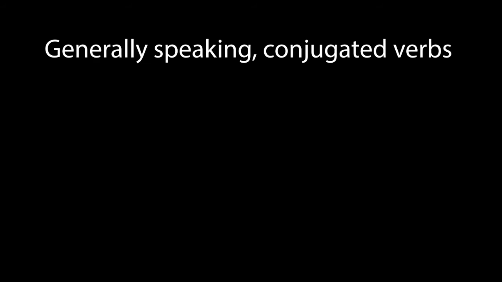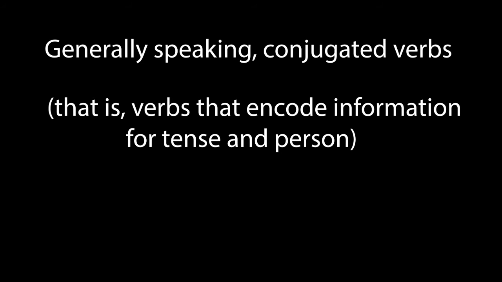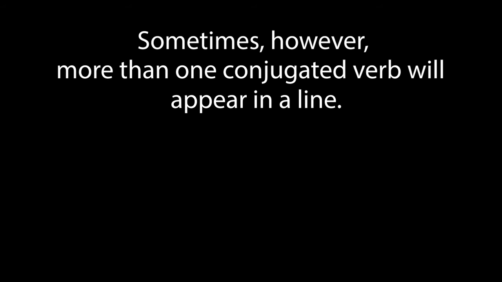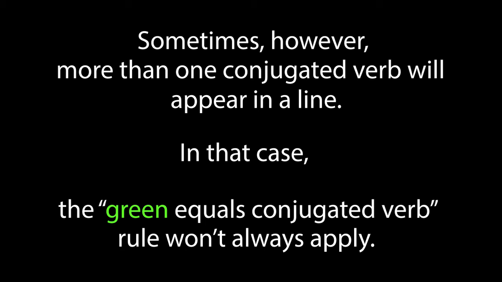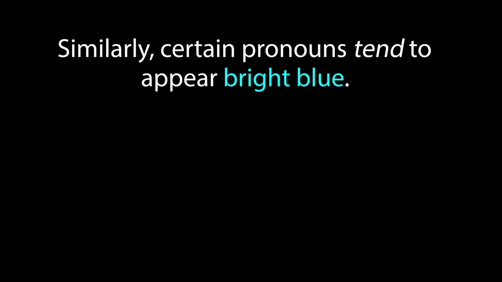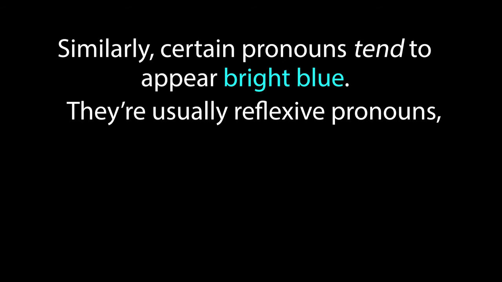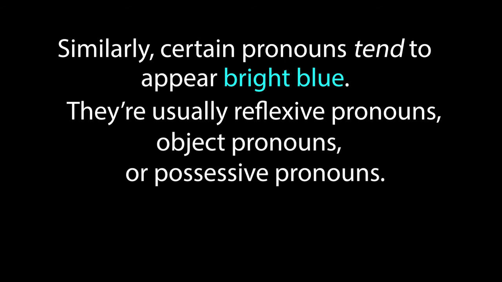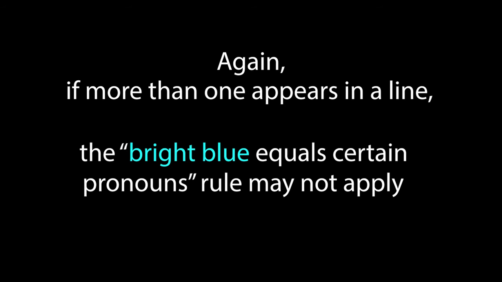Generally speaking, conjugated verbs, that is, verbs that encode information for tense and person, will appear green. Sometimes, however, more than one conjugated verb will appear in a line. In that case, the green equals conjugated verb rule won't always apply. Similarly, certain pronouns tend to appear bright blue. They're usually reflexive pronouns, object pronouns, or possessive pronouns. Again, if more than one appears in a line, the bright blue equals certain pronouns rule may not apply.